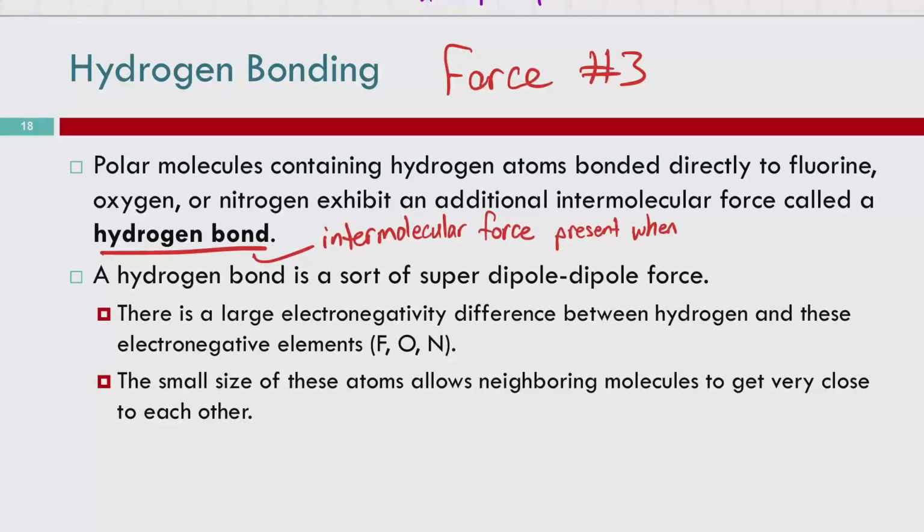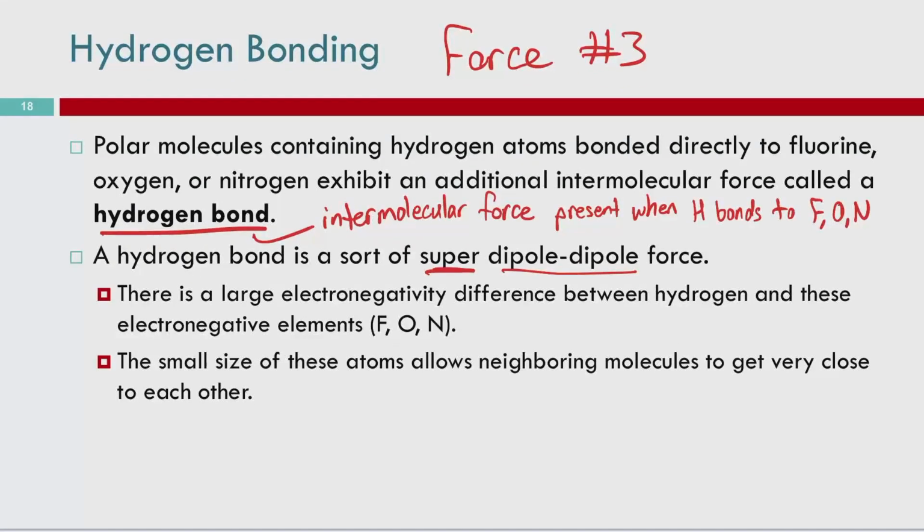Present when H bonds to fluorine, oxygen, or nitrogen. So if hydrogen is bonded to one of those three things, we've got the polar aspect along our bond between the hydrogen and the fluorine, the oxygen, or the nitrogen, and now our molecules can interact with hydrogen bonding.